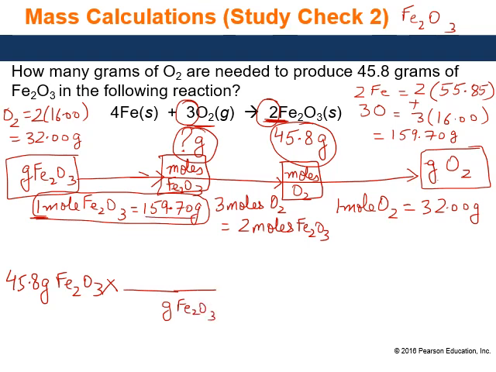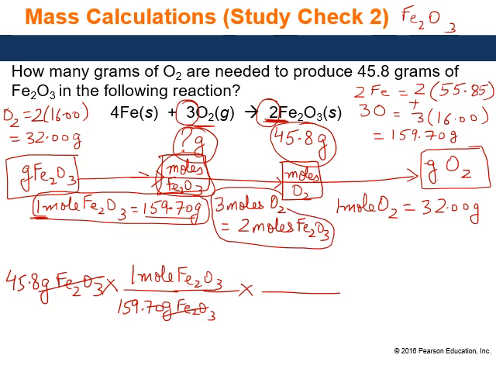How many grams? Right here, 159.70 grams, 1 mole of Fe2O3. Gram, gram, gone. Make sure you're cancelling the unit and the substance. So you can only cancel the same substance. What I have as a unit is moles of Fe2O3, which means I've reached my second step. I need to go from moles of this to moles of oxygen, so I multiply with another factor that comes from this second conversion factor.